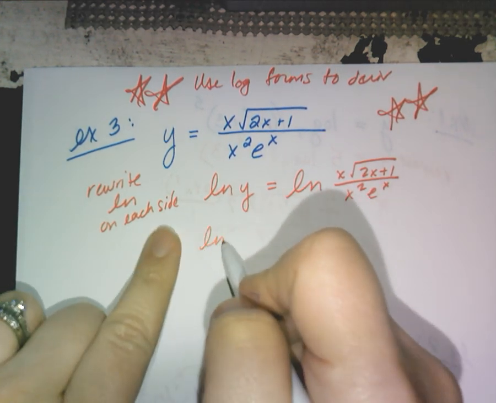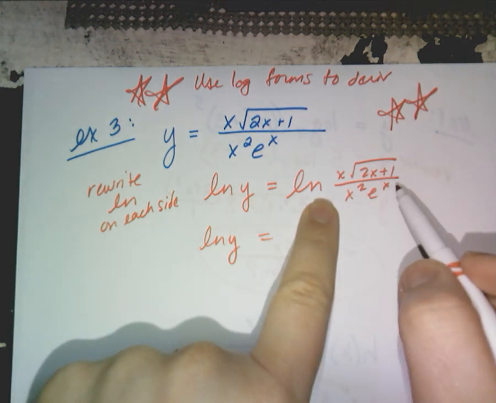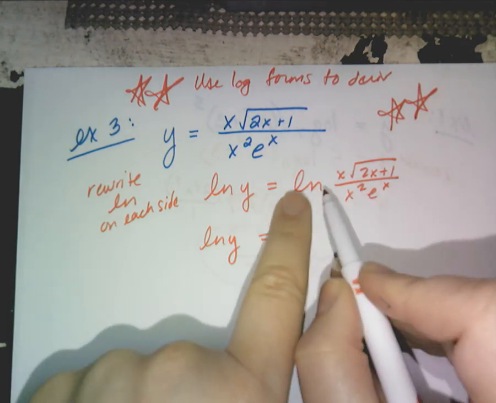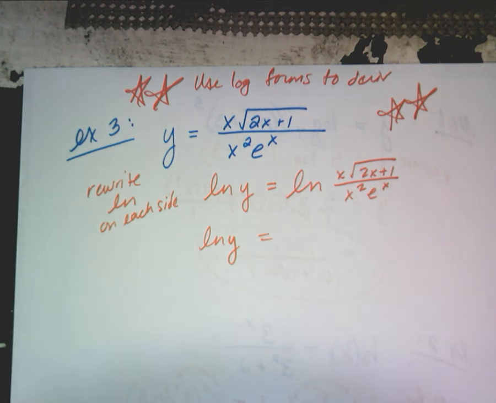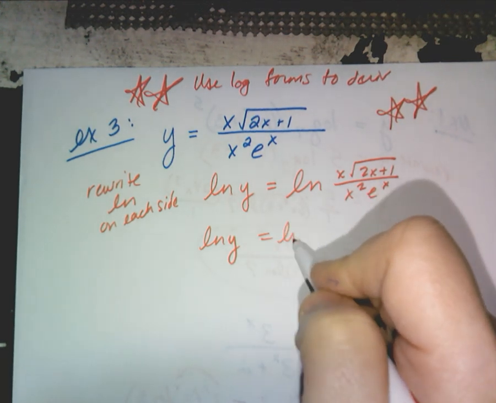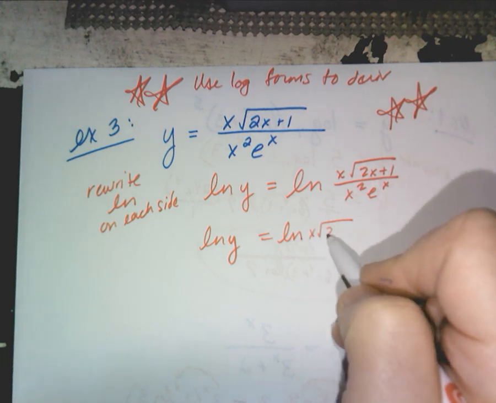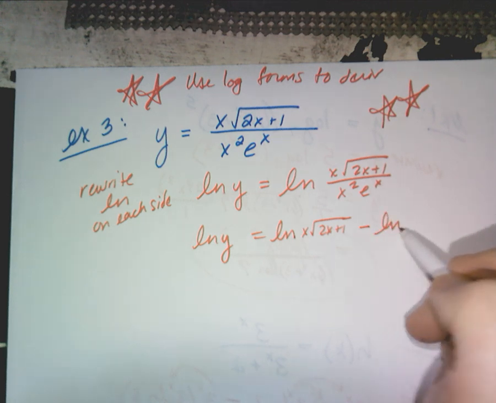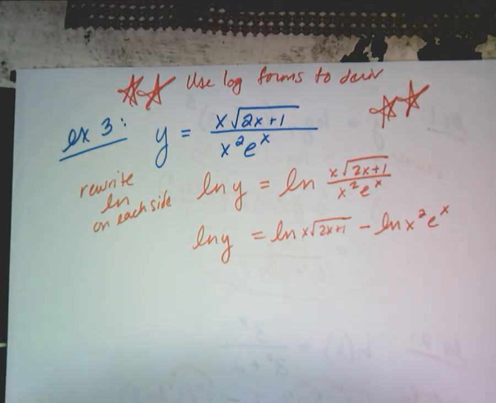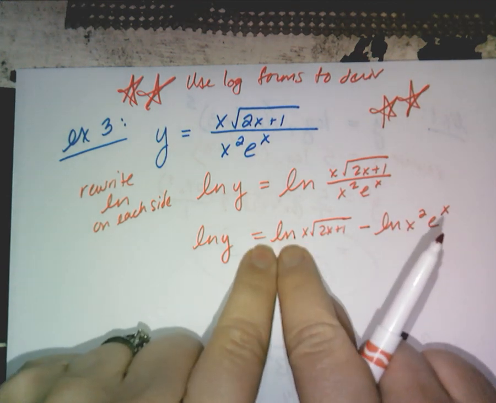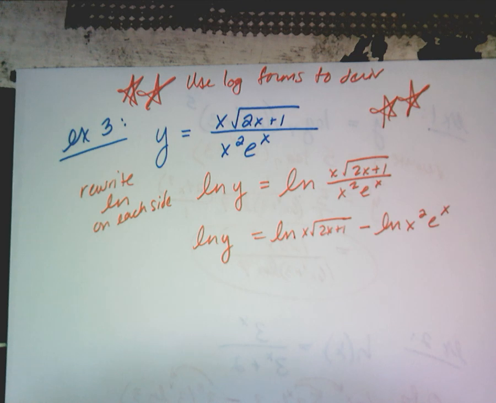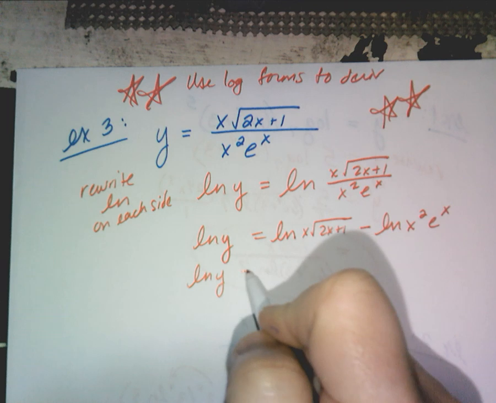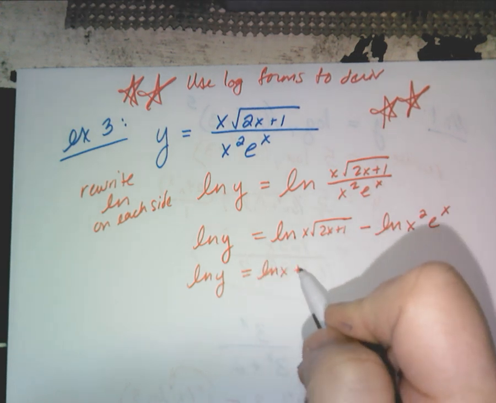All right, so let's keep this side as ln y. But what should we do here that you did all last night for homework when you're dividing inside an ln? Separate it out. Good job. So ln of x times square root of 2x plus 1, what would be the sign here? Minus ln of x squared e to the x. Let's go even further. Now we're multiplying inside of an ln. Now what do I do? You add that. Now I can separate by adding it. Very good. ln y equals ln x plus.